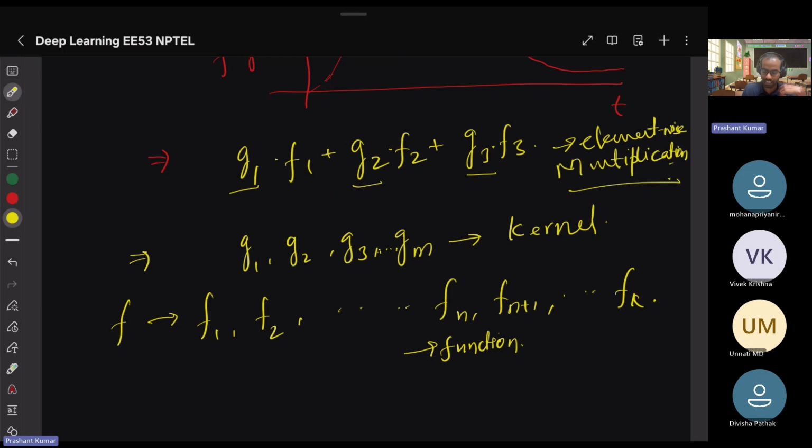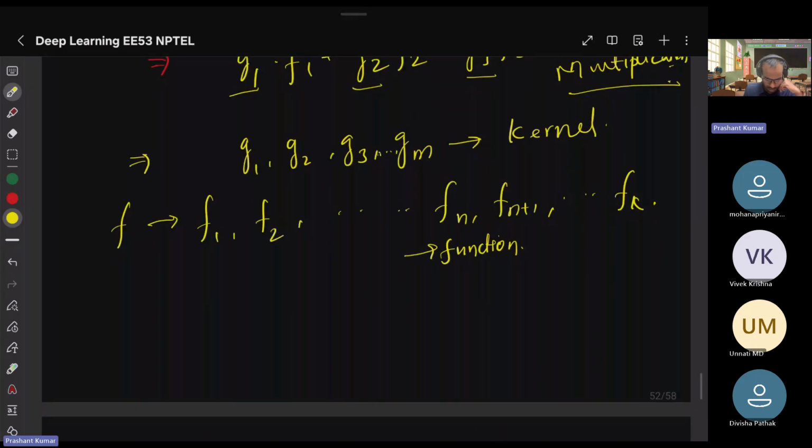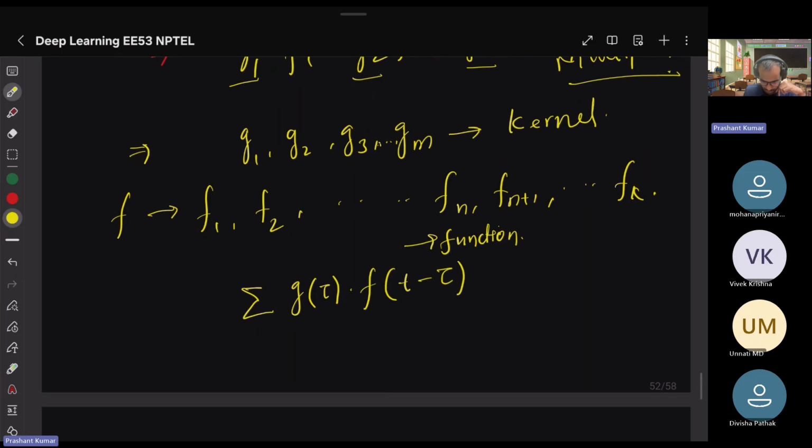So this is a 1D example, right? You can write this mathematically as G of tau into f of t minus tau, where tau goes from 0 to, let's say, infinity or some k value.